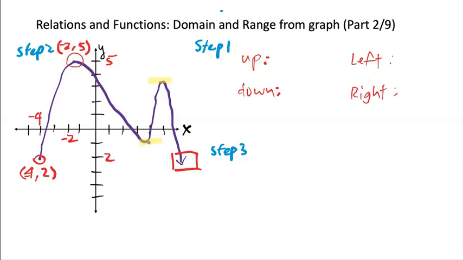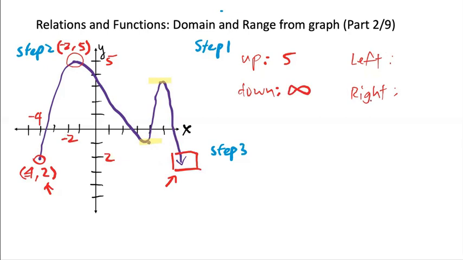Does the graph go up forever? Not really. It stops at 5. Does it go down forever? Well, we see a 2 here, but this 2 is competing with the arrow. So of course, the arrow, the infinity, would win.